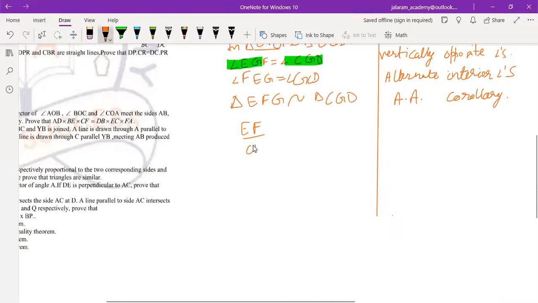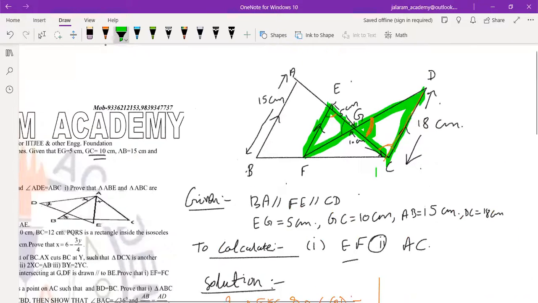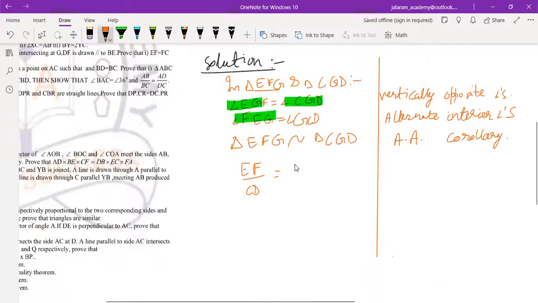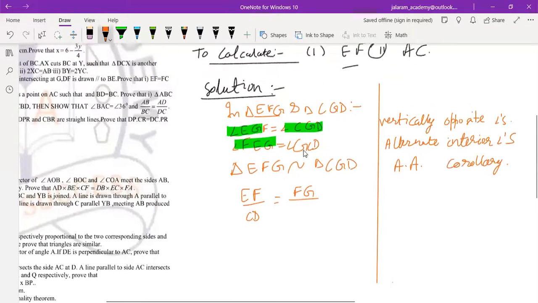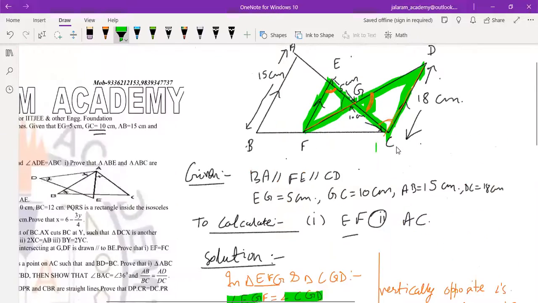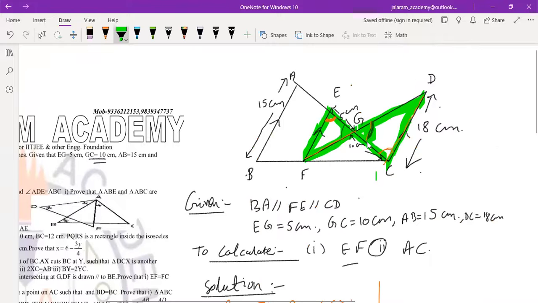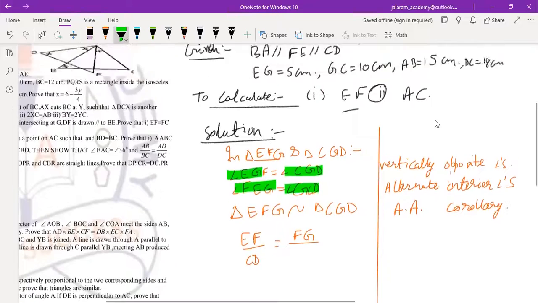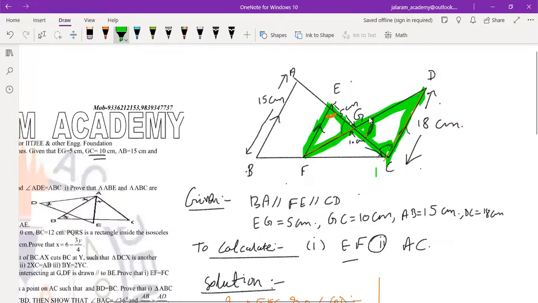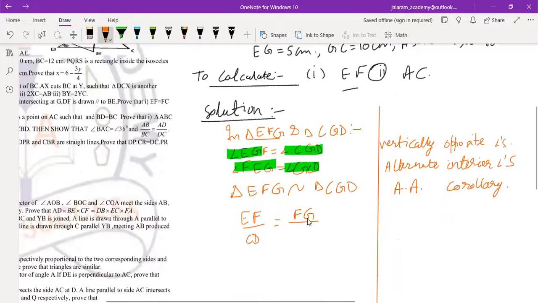So we write CD equals to angle FEG. This side is FG, the side opposite to angle FEG. So we write FG over GD, as the side opposite to angle GCD in triangle CGD is GD. And the third side will also be proportional. EF upon CD equals FG upon GD.